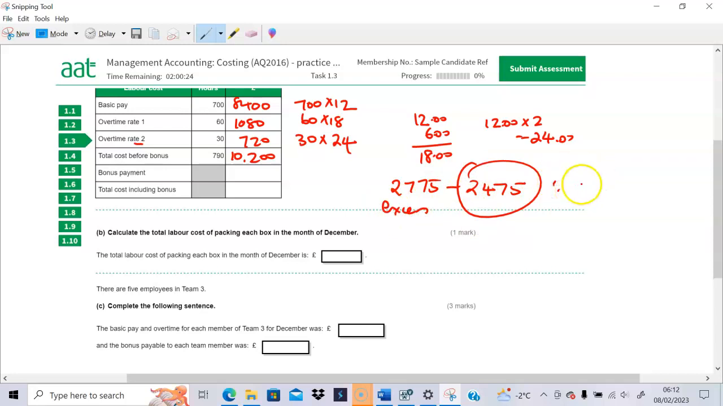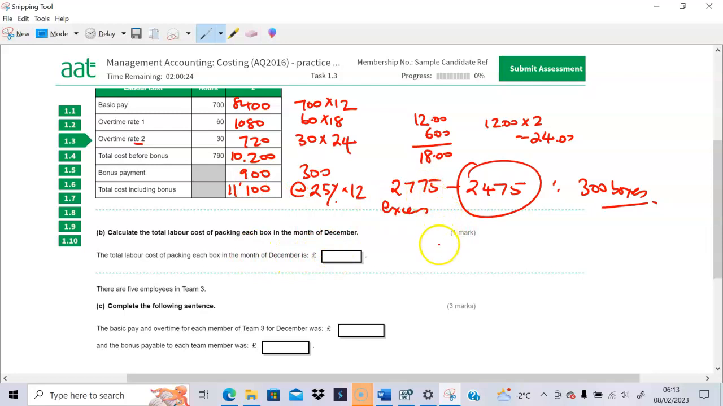So therefore you have an excess of 300 boxes, and they tell us that these 300 boxes are done at 25% of the basic rate. So you have 300 times 25% times 12, which is 300 times 0.25 times 12, which is 900. And so that total cost, 10,200, becomes 11,100, right? And those are your figures.